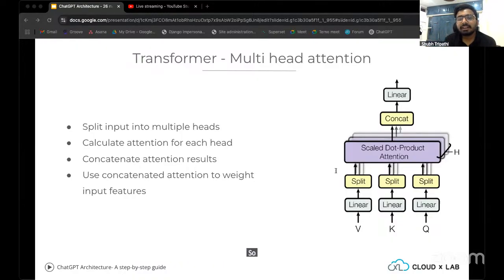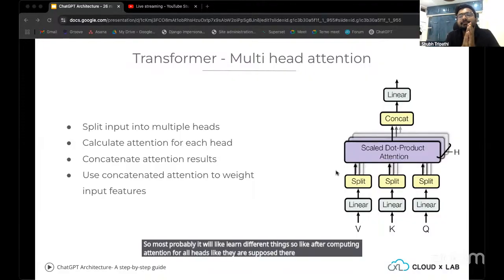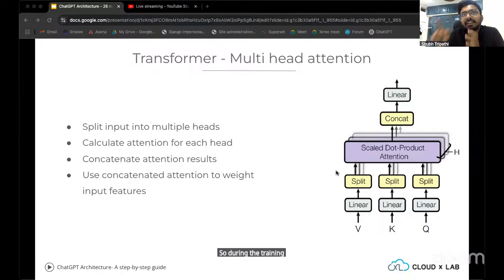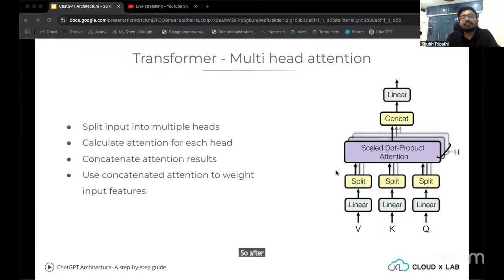So most probably it will learn different things. After computing attention for all heads, suppose there are n heads, so we will initialize n W_K matrices, n W_Q matrices, and n W_V matrices. As each matrix will be initialized differently, during training it will also have slightly different values, and that makes it possible to interpret different contexts. So after computing attention for all heads, we combine their results to get a richer understanding of the input.